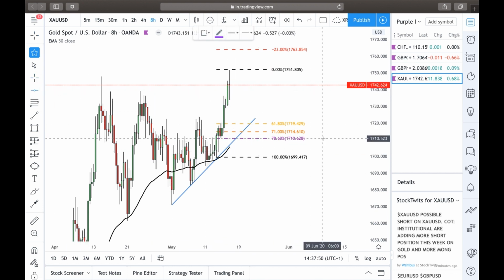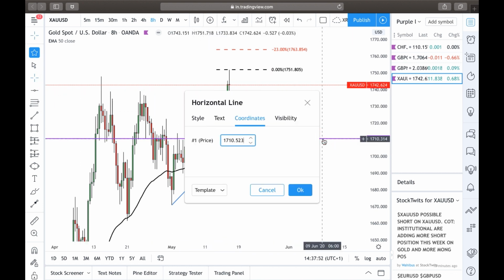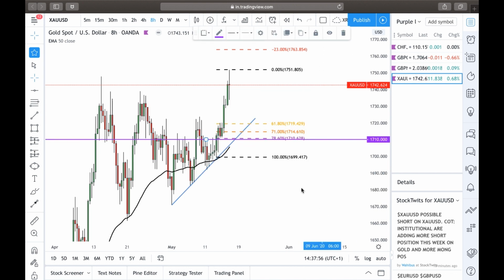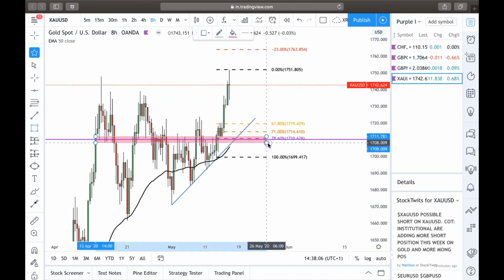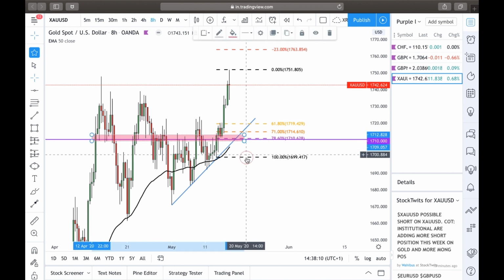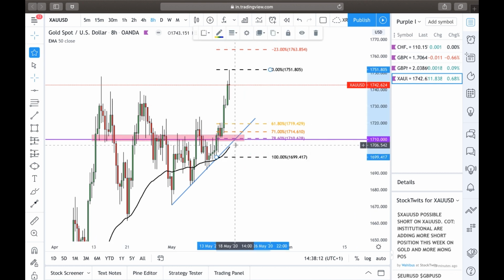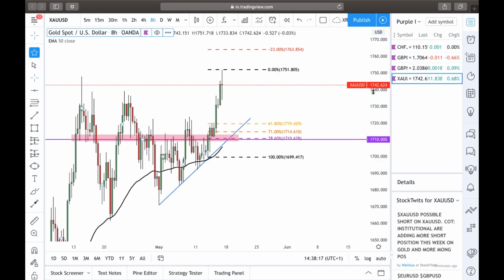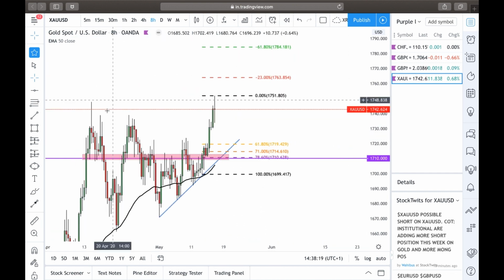So we have the psych level 1710. We have structure, support, broke down, resistance, and now it's broken above it. Okay, so that's a structure point here. Okay, so that's looking good. We have the 8-hour EMA coming in as well. So if this comes in and this kind of breaks down and comes in, then we can look, and then it's looking good. Where's the tool?